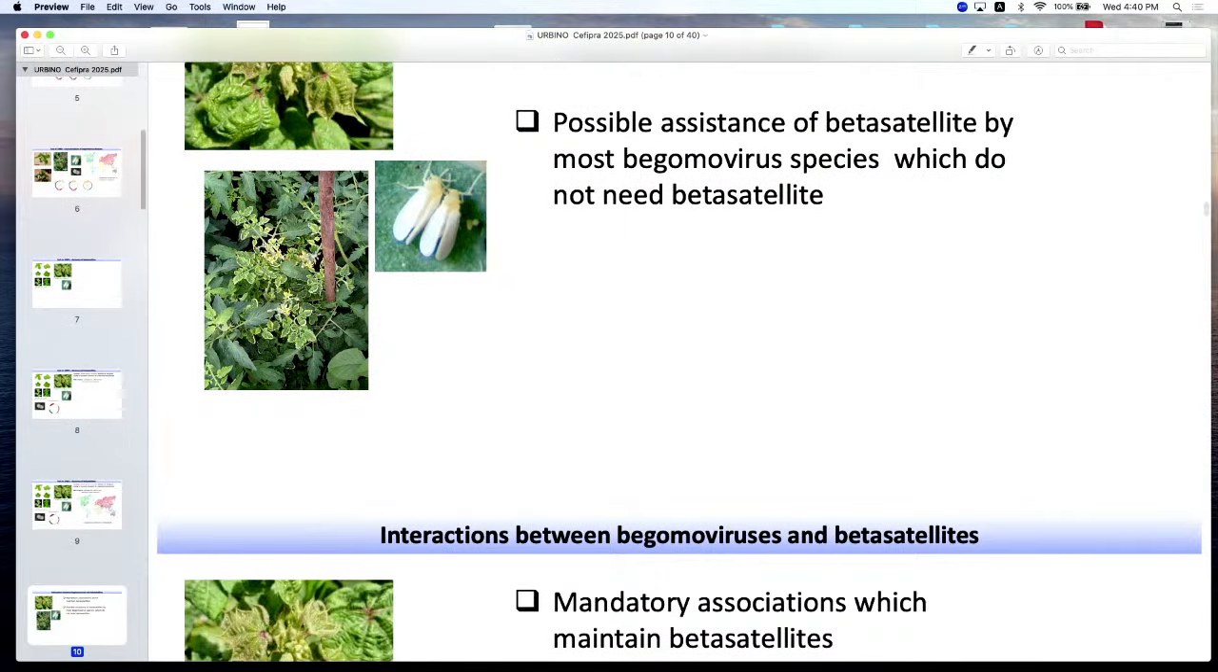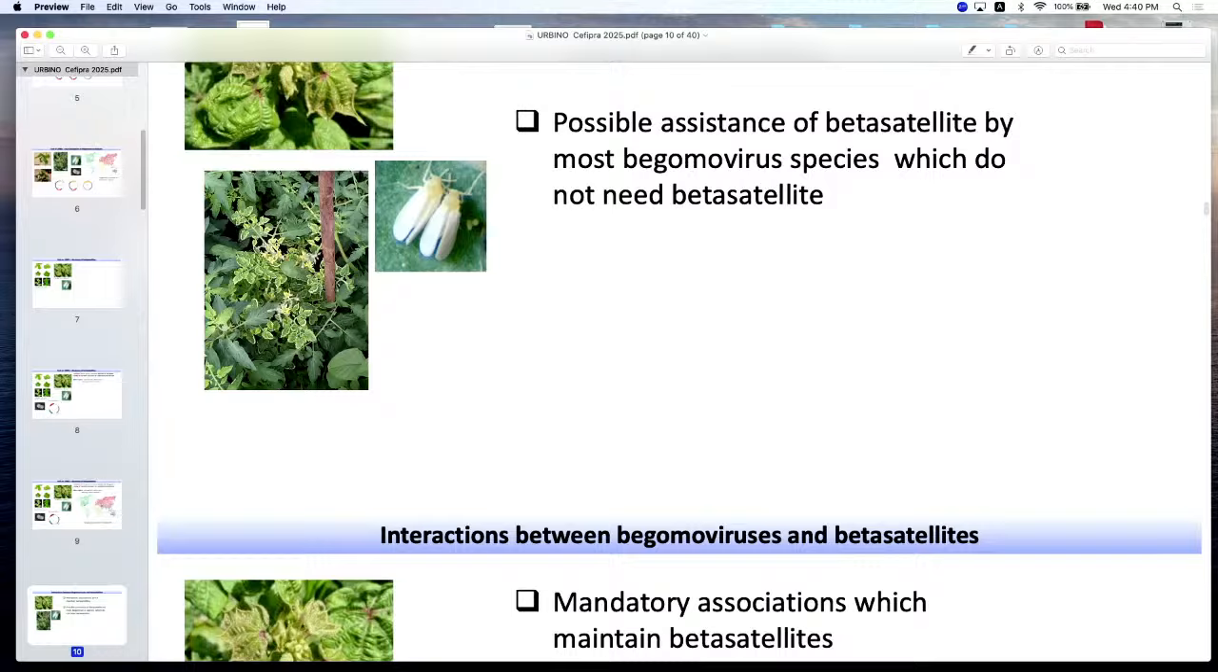I don't know why the slides are like this, it's because it's a PDF, excuse me. So the beta satellites, there are 2 types of association with viruses. In some, as I told you, like a malvaceous plant, like cotton, the satellites must be there for the virus to infect the plants because the virus cannot overcome the defense system, so it needs the satellites to infect.